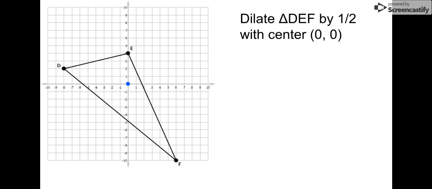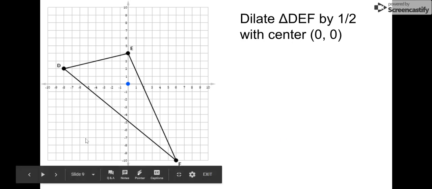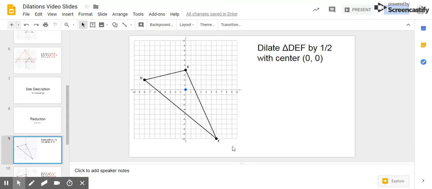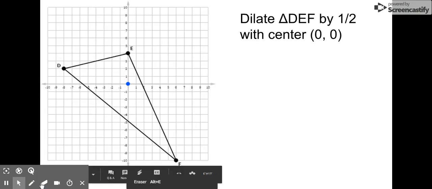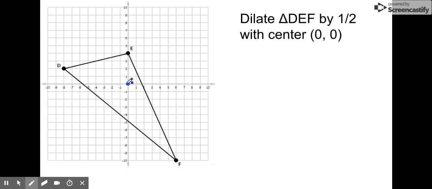Now it's easier just to take your coordinates, multiply them by your scale factor, and get your image coordinates if your center of dilation is at 0, 0. However, we are trying to broaden and deepen our understanding of dilations and performing dilations around any center of dilation, and so we're going to approach this problem a little differently. So what we want to do is start at our center of dilation, and let's just say we're going to focus on point D first.